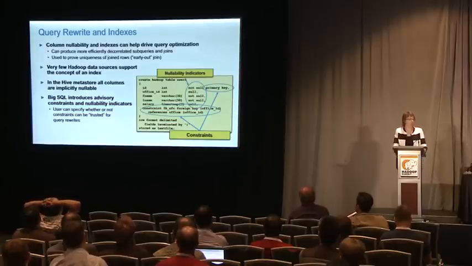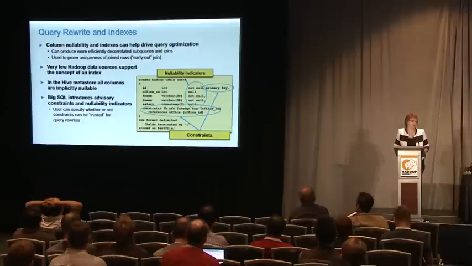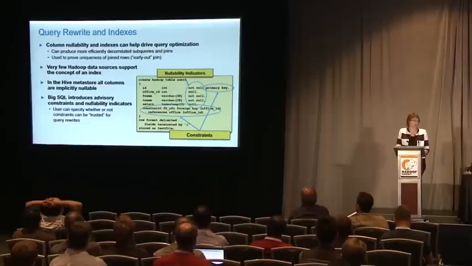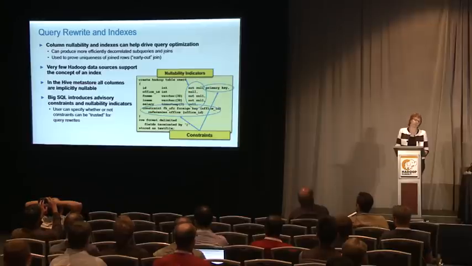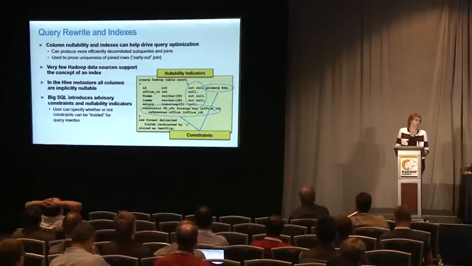So column nullability and indexes can really help us when we come to do query rewrites. And as you know, very few Hadoop data sources have indices, and all the columns are implicitly nullable. So we had to come up with an alternative on how we can still leverage all these smarts of the query rewriter. And we came up with advisory constraints. As you can see in the example, when you are creating these Hadoop tables, we allow you to specify the nullability indicators and constraints. And although they're not going to be enforced on the data, they help us when we are doing query rewrites.